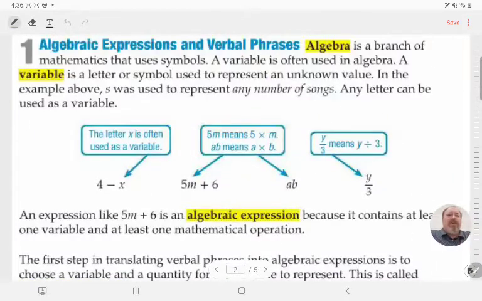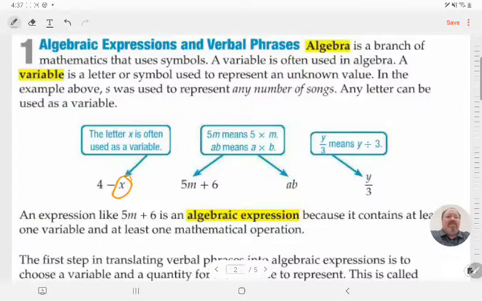So, algebraic expressions and verbal phrases. Algebra is a branch of mathematics that uses symbols. A variable is often used in algebra. A variable is a letter or symbol used to represent an unknown value. In the example that we just went over, S was used to represent any number of songs. Any letter can be used as a variable. So for example, 4 minus x. The x would be the variable.